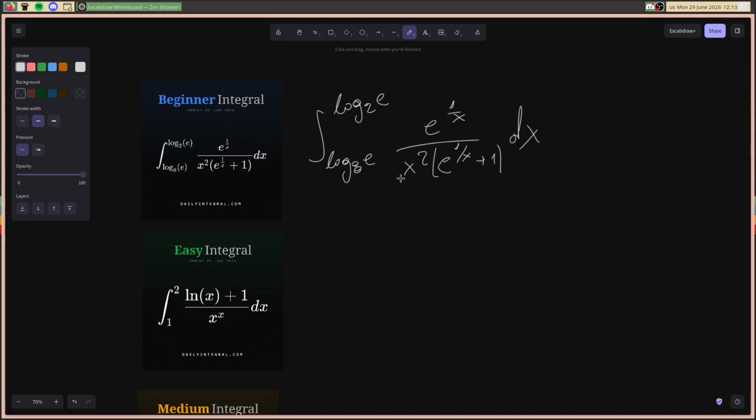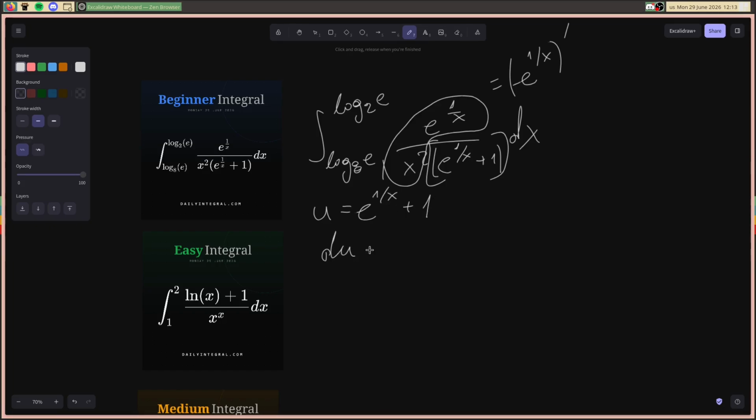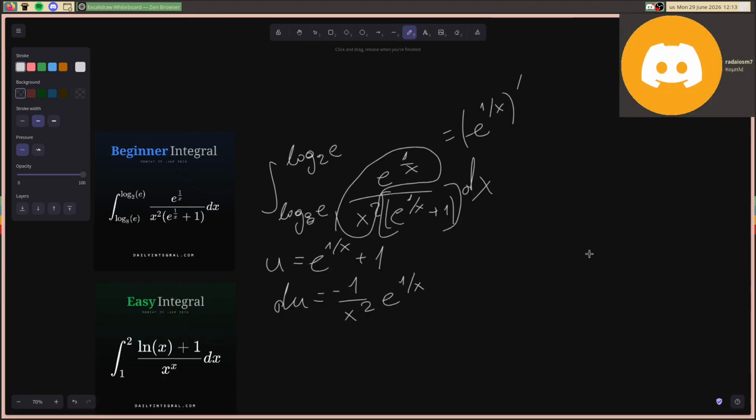And what you notice is that this is the derivative of e to the 1 over x with a negative. So what we're going to do is set u equal to this part of the denominator, which is e to the this, okay? Then we differentiate and we get minus 1 over x squared times e to the 1 over x. Then we need to evaluate the bounds of integration.